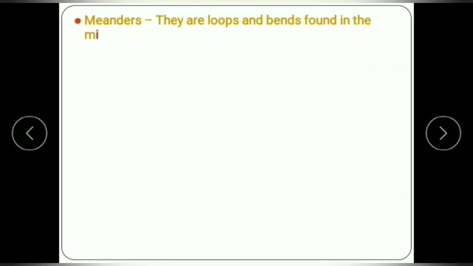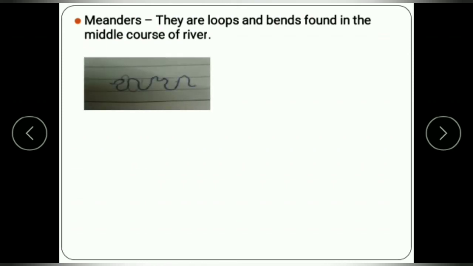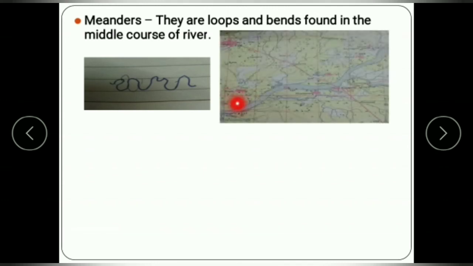Next, meanders. So meanders are loops and bends found in the middle course of a river. So meanders are moving bends, like you can see in the topographical map, that the river is moving in a bending manner from this side to this side, and then again like a snake.